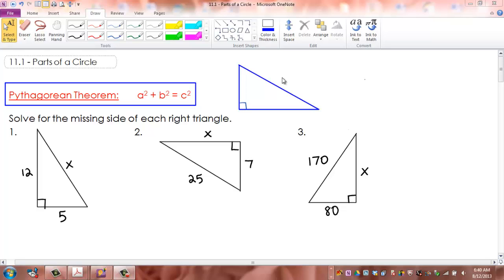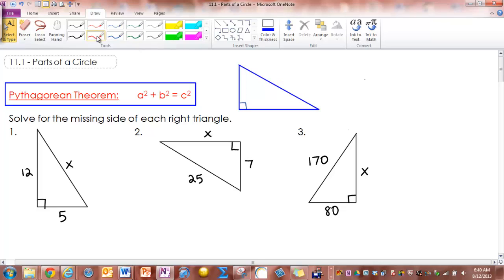Let's begin. Now we begin here with a review of the Pythagorean theorem. A squared plus b squared equals c squared. Now we use this only for right triangles, and it's very important which letter goes on which side of the triangle. Now I always start with the C. The C goes on what we call the hypotenuse, and that's the side of the right triangle that does not touch the right angle. It is the longest side of the right triangle.